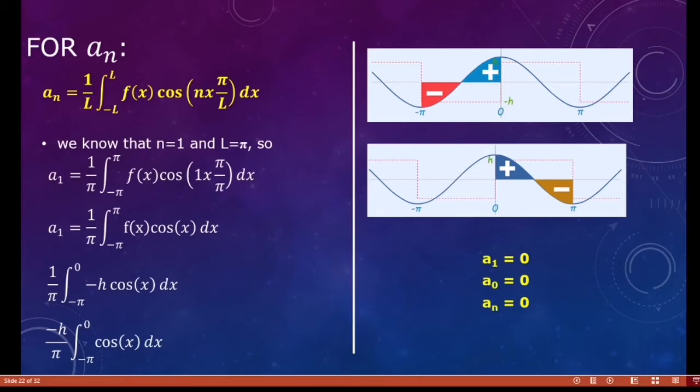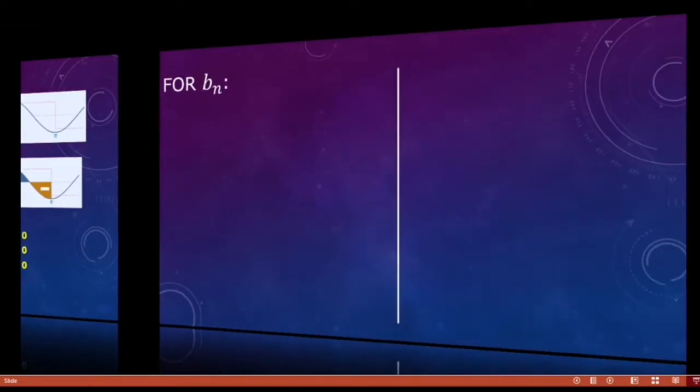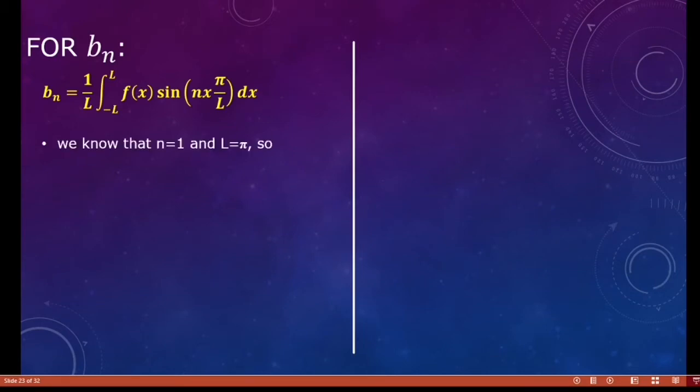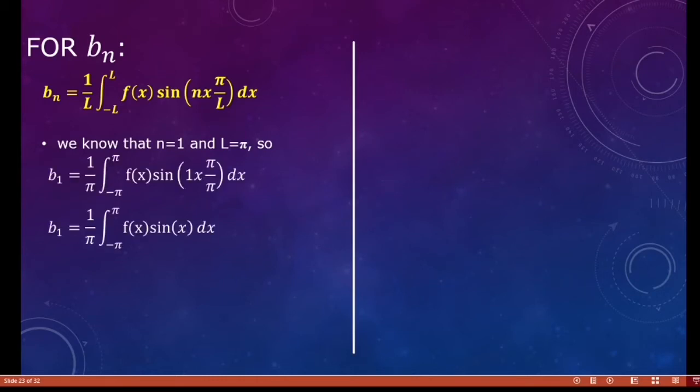So we have our two coefficients, A sub n, which is equal to 0, and A sub 0 is equal to 0. So B sub n na lang ating isosolve. So now let's try to solve for B sub n. Okay, we have this formula given kanina, and we know that n is equal to 1 and L is equal to pi. So, substitute lang natin. Then let's simplify.